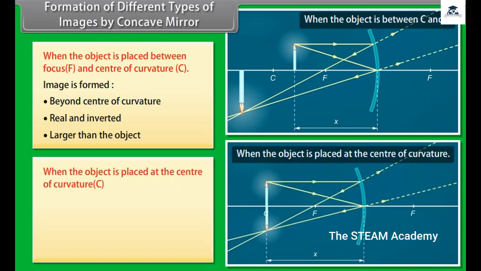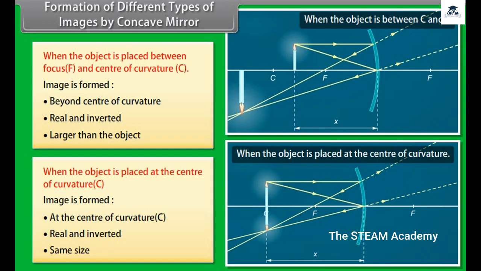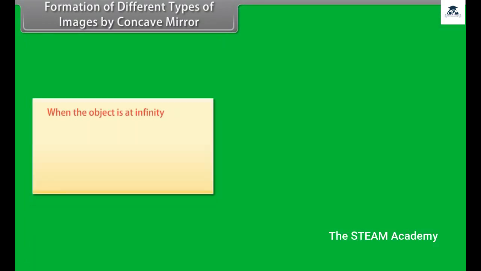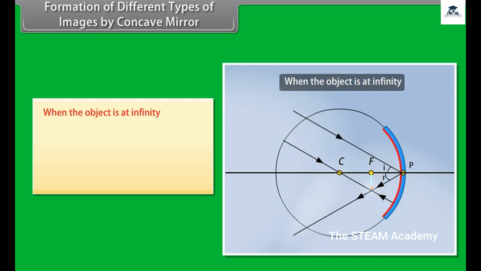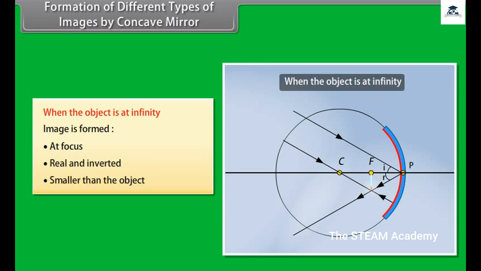When the object is placed at the center of curvature C, the image is formed at the center of curvature C, real and inverted, same size. When the object is at infinity, the image is formed at the focus, real and inverted, smaller than the object.